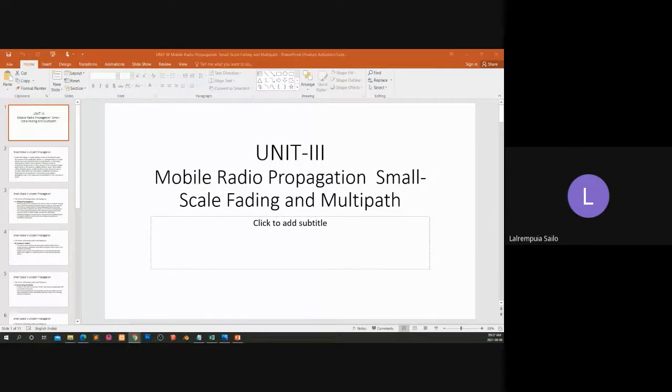Okay, in this unit 3, we're going to learn about mobile propagation, small scale fading, and multipath. In the last class, we already discussed multipath. From the tower, a lot of signals are sent out along multiple paths, and the mobile station receives these different types of signal from the tower.